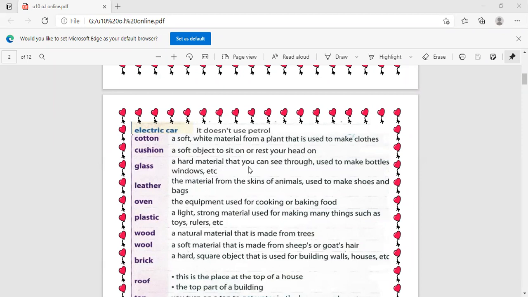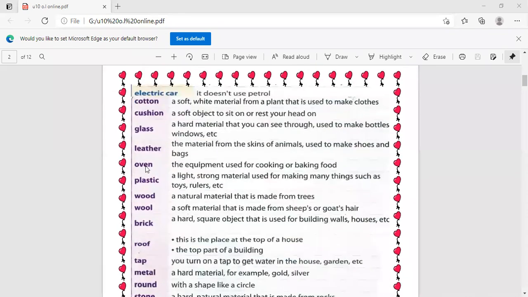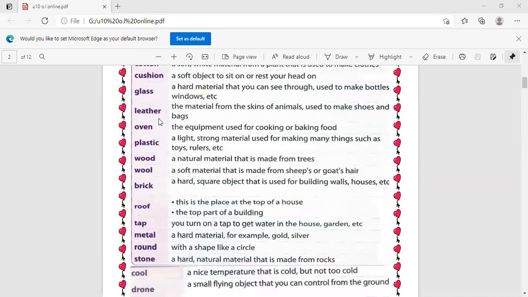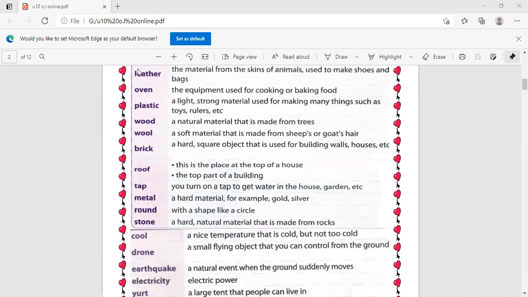Glass, a hard material that you can see through, used to make bottles, windows. Leather, the material from the skin of animals used to make shoes and bags. Oven, the equipment used for cooking or baking food. When we make cake or food, we put it in the oven.